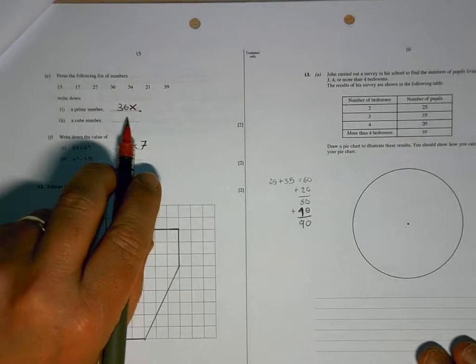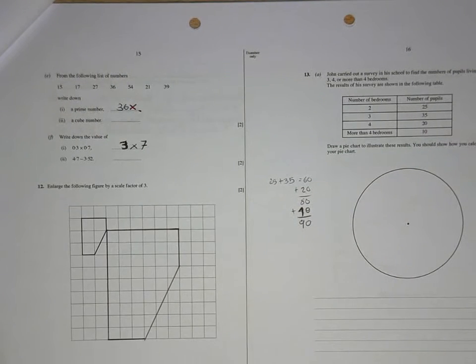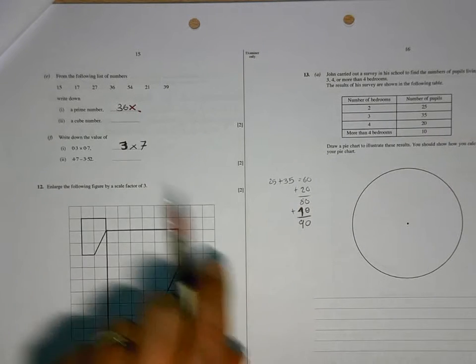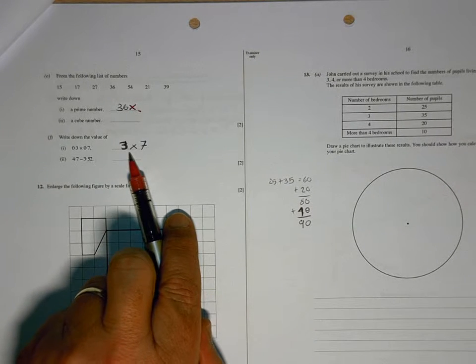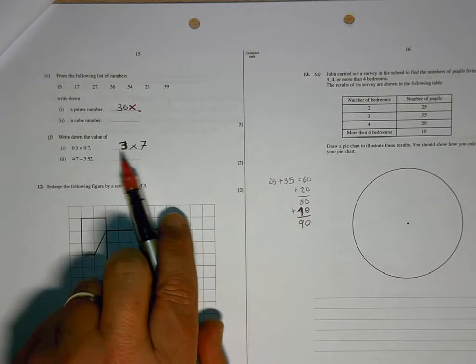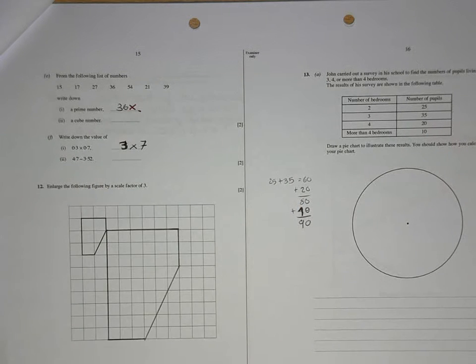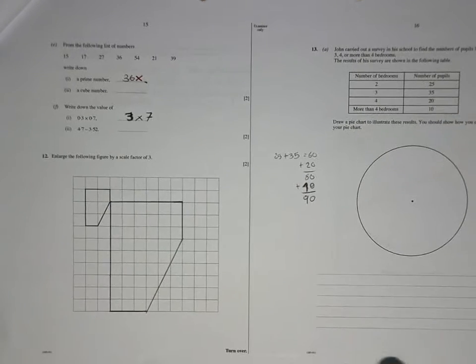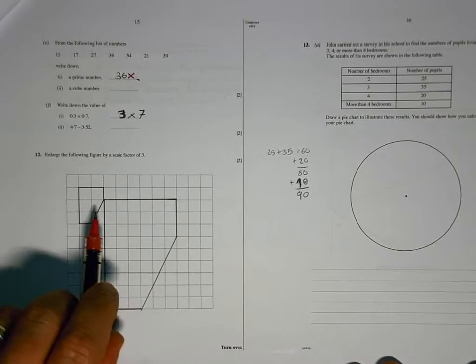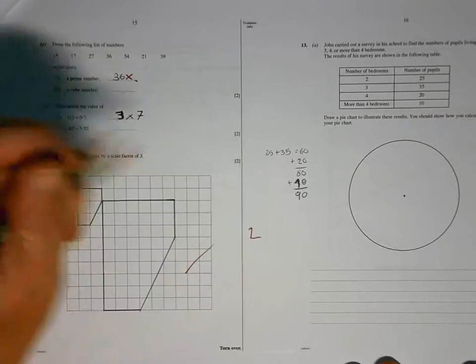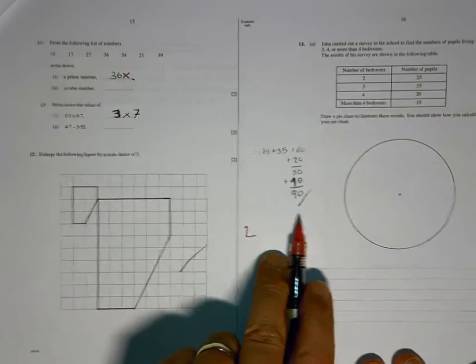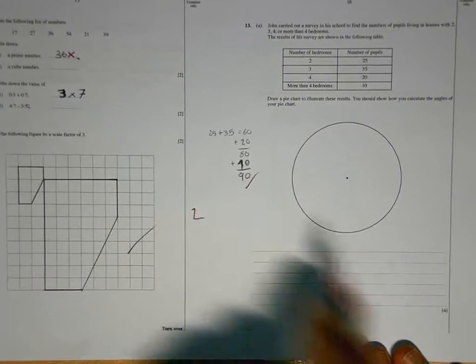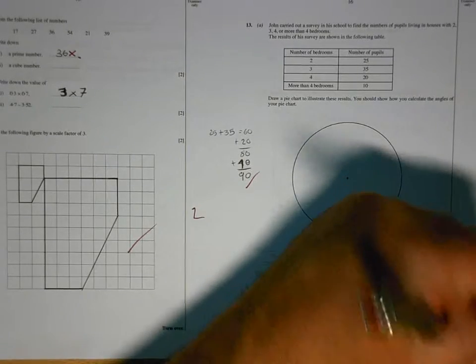36 is not a prime number, it's even. There aren't any even prime numbers apart from 2. And that one is, well, you're going about it the right way. 7 3s are 21, but then you need to put a decimal place, a 0 point in front of it. Again, take a look at how I've done that on the video. That's right, well done. You're starting to do the right thing there, but you haven't done enough maths to earn any marks.